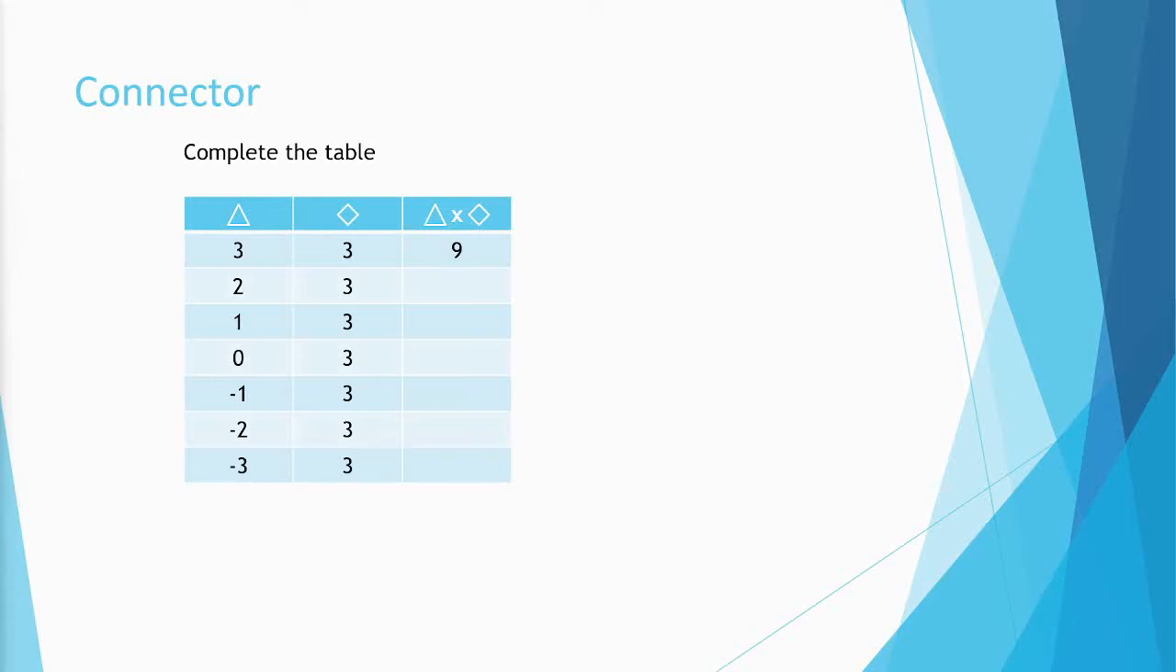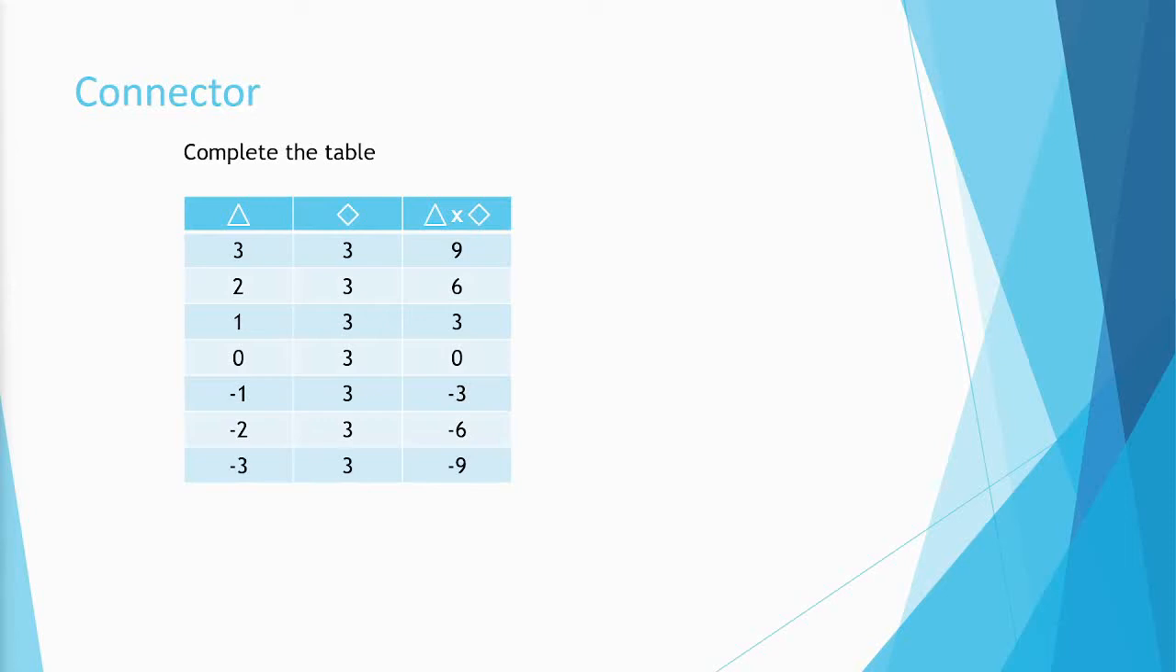We can keep counting down. We know our 3 times table, and we can easily get down to 0 times 3 is 0. But we start noticing a pattern. Every time we decrease the triangle by 1, we decrease our answer by 3. So we can keep doing this, and if we need to, use a number line, and we can go down to -9. So we can see that -3 times 3 is -9.